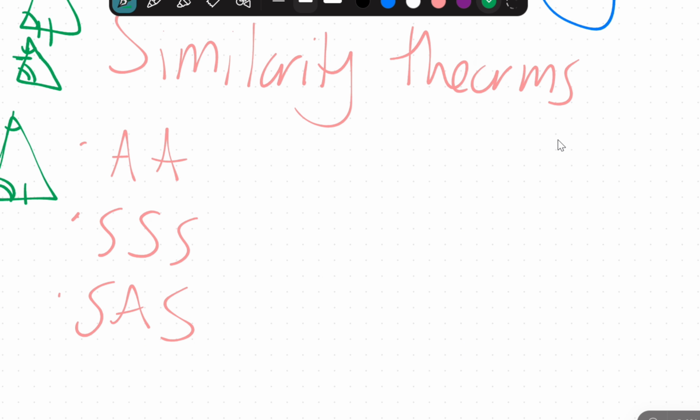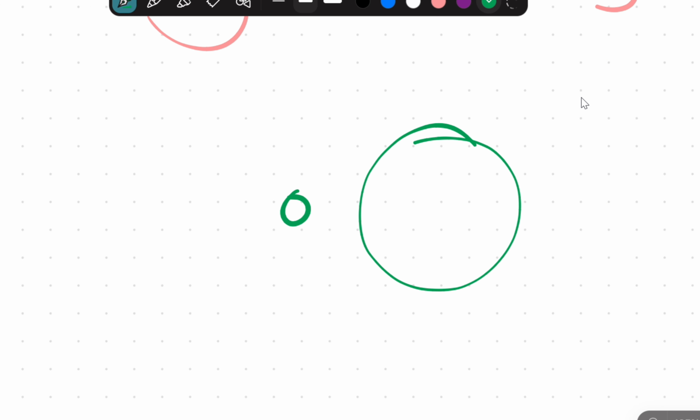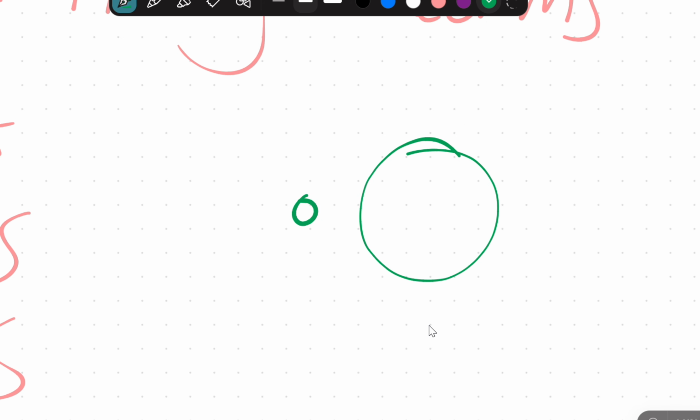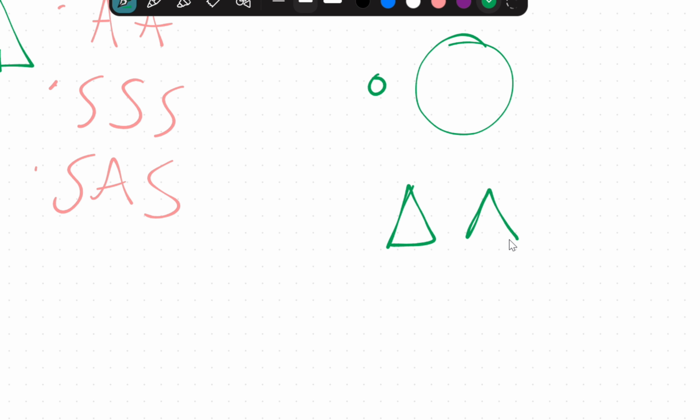Now, we also have similarity theorems, which are used to prove that triangles are similar. If you're not sure what similar means, for example, if I had these 2 circles, they are similar because they're the exact same shape, just different sizes. When you think similarity, you can think sizes. These 2 triangles might have the same angles, but they are not exactly the same because they are different sizes. That's the way I like to remember it.